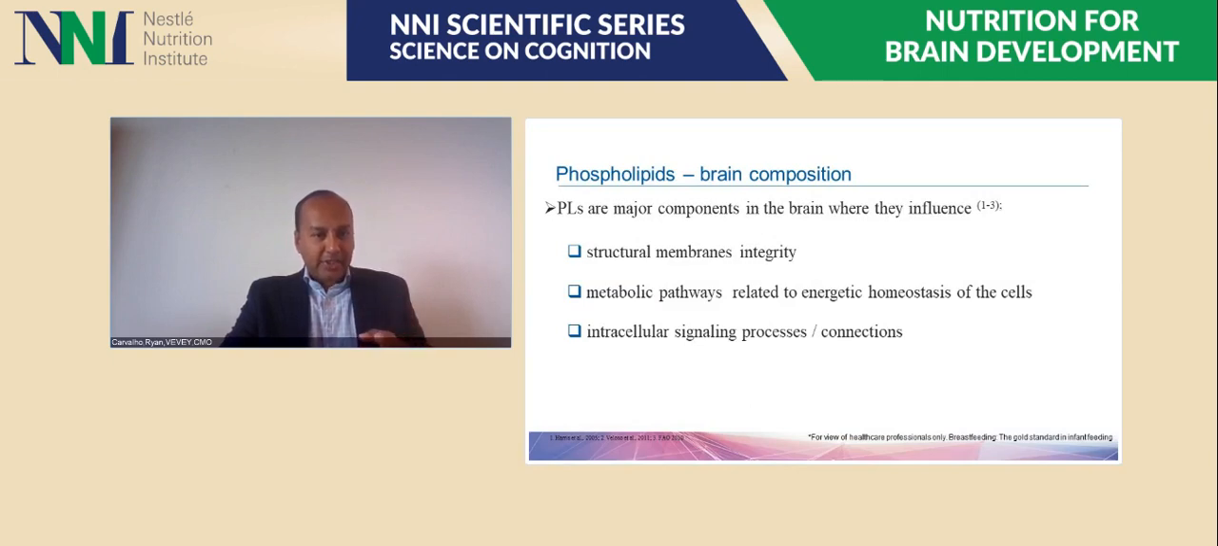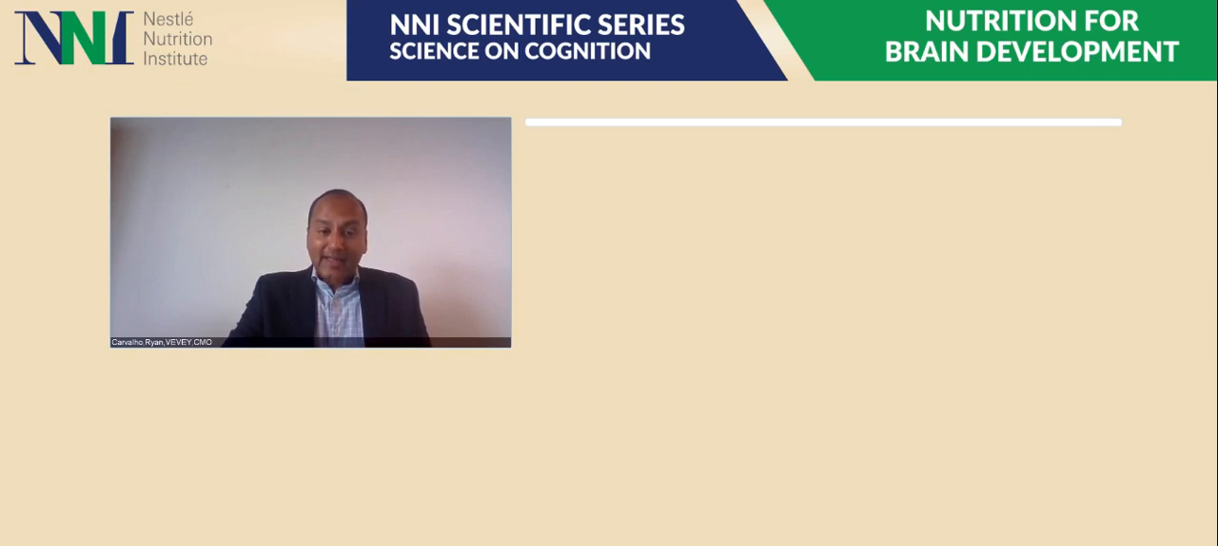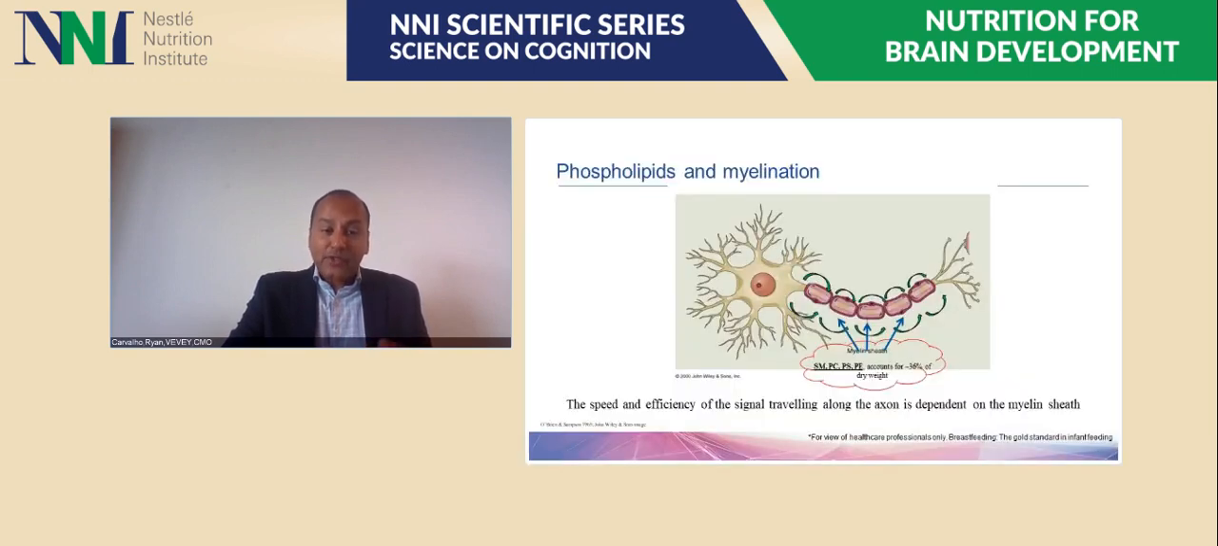So to summarize a lot of the anatomic and structural data on the strong correlation that exists between nutrition and myelination, we know that phospholipids are major components of the brain. They're important for integrity, they're important for metabolic pathways, but most important, the fast and efficient communication across the brain. This shows that sphingomyelin, phosphatidylcholine, serine, and ethanolamine account for up to a third of the dry weight of these myelin sheaths.